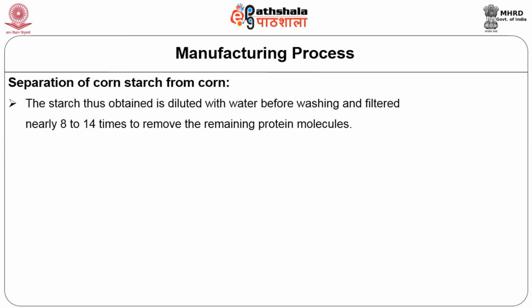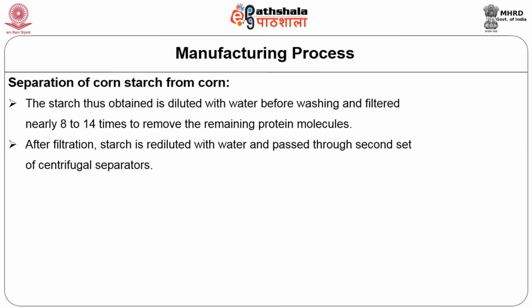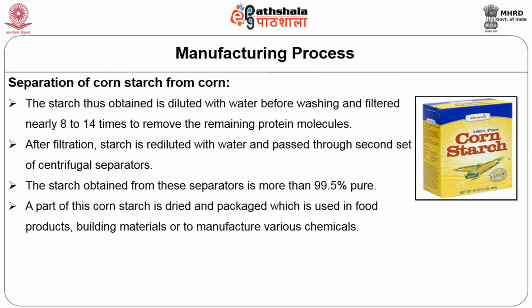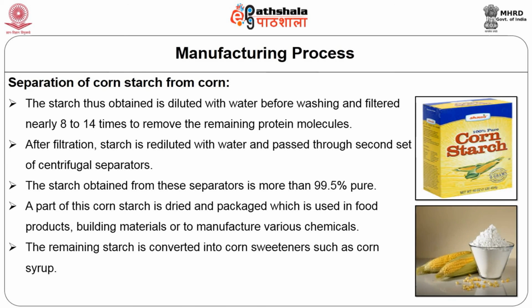The starch thus obtained is diluted with water before washing and filtered nearly 8 to 14 times to remove the remaining protein molecules. After filtration, starch is rediluted with water and passed through a second set of centrifugal separators. The starch obtained from these separators is more than 99.5% pure. A part of this cornstarch is dried and packed, which is used in food products, building materials, or to manufacture various chemicals. The remaining starch is converted into corn sweeteners such as corn syrup.